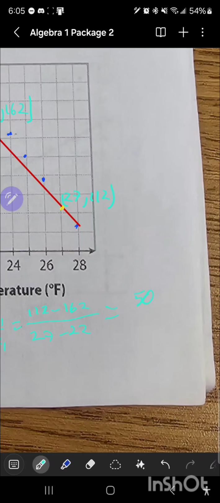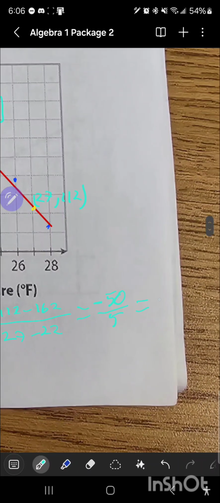The one that is greater is the sign that we're going to maintain. So the greater one was 162, and 162 is negative, so this is also going to be negative. And now 27 minus 22 is 5. Then negative 50 divided by 5. We keep the sign because they have different signs, so the sign is going to be negative. And 50 divided by 5 is 10. So this is negative 10.